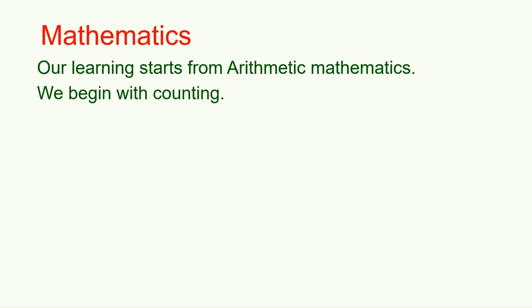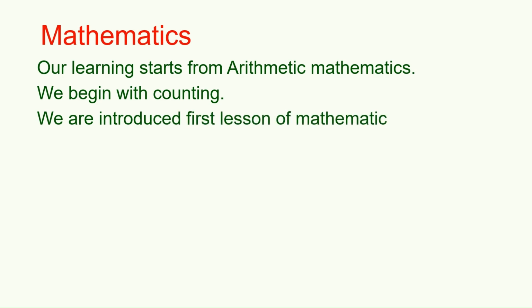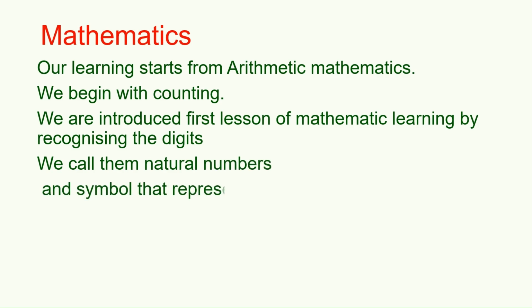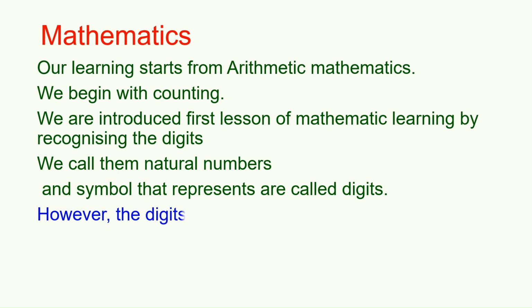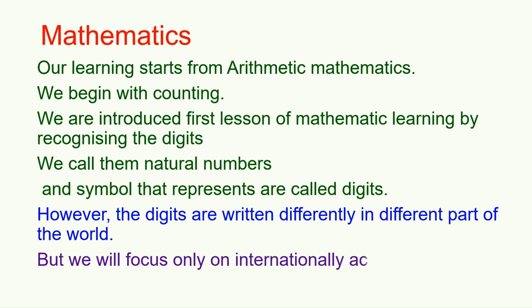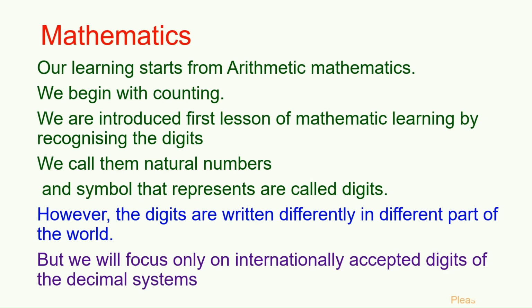Our learning starts from arithmetic mathematics. We begin with counting. We are introduced to the first lesson of mathematics learning by recognizing the digits. We call them natural numbers, and the symbols that represent them are called digits. However, the digits are written differently in different parts of the world, but we will focus only on the internationally accepted digits of the decimal system.